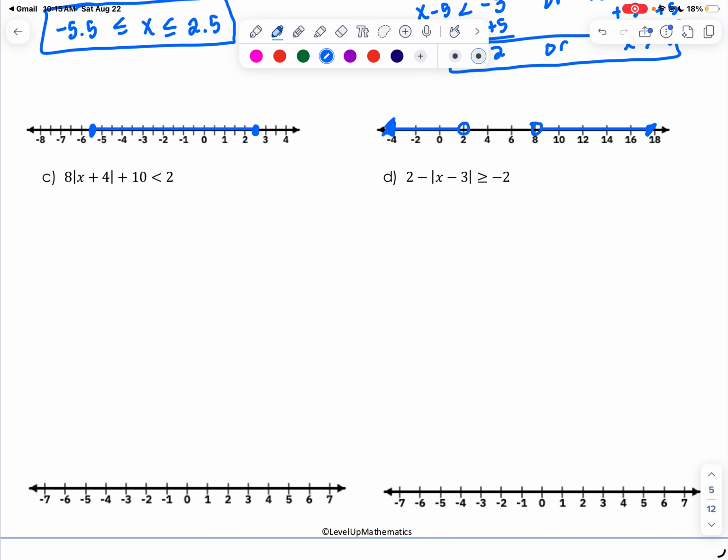All right, problem C. 8 times the absolute value of x plus 4, plus 10 is less than 2. All right, I want to start by getting my absolute value brackets isolated. So I'll subtract 10 from both sides. So that gives me 8 times the absolute value of x plus 4 is less than negative 8. Now divide both sides by 8, and I get the absolute value of x plus 4 is less than negative 1.